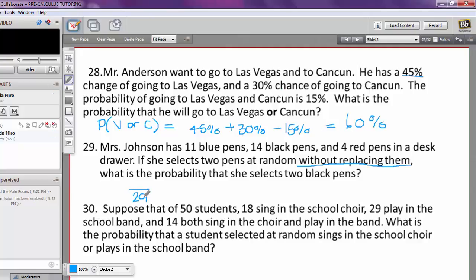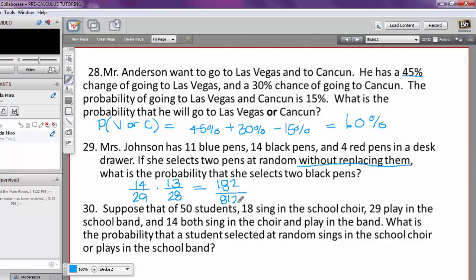And we want to know if she selects 2 black pens. Well, the first time I select a black pen, I'm going to have 14 out of 29. The second time I try to go back and select a black pen, I'm going to have only 28 pens left because I did not replace my first one. And my next one would be 13. And the last part is just to go ahead and multiply these. So we say 14 times 13 would give me 182 on the top. On the bottom, 29 times 28 would give me 812.